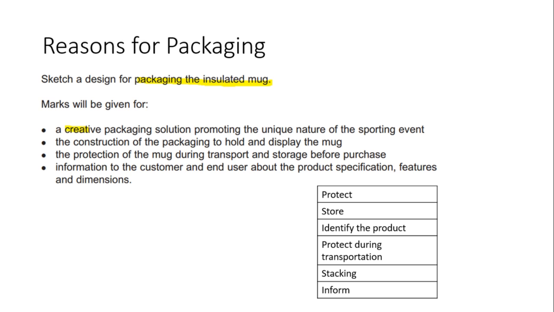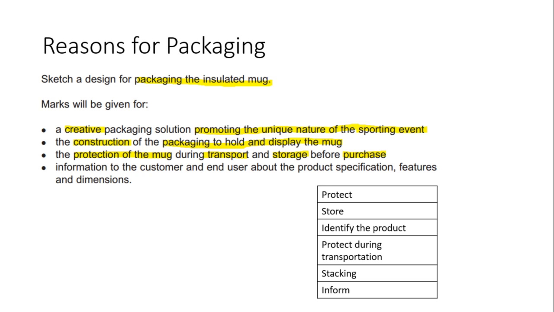It needs to be a creative solution. It needs to promote the unique sporting event, which is the Commonwealth Games. You also need to show some construction techniques for the packaging. Okay, so you need to show how you would actually build or make that packaging, and obviously you need to talk about die cutting, and then how you intend to protect the mug during transportation and storage before someone buys it.